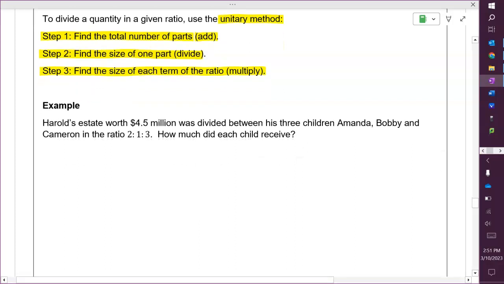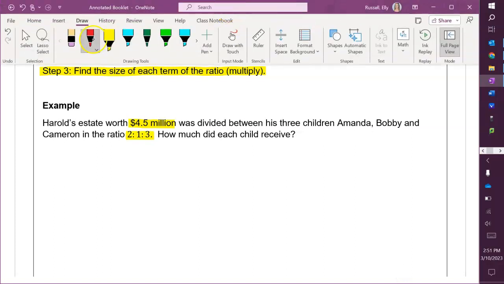So in our example, we have Harold's estate, which is worth 4.5 million, was divided between his three children, Amanda, Bobby and Cameron, in the ratio 2 to 3 to 1. How much did each child receive?